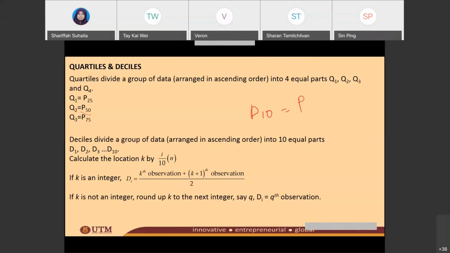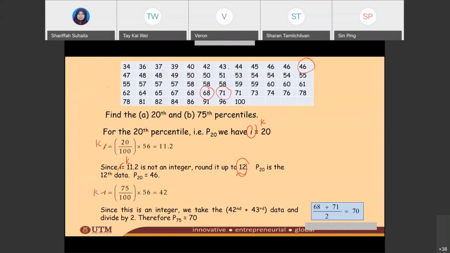For me, it's better just to stick to one formula, so just convert in terms of percentile. Just remember one thing: either your value is an integer or it's not an integer. If it's an integer, take the average. If not, just round to the nearest value.